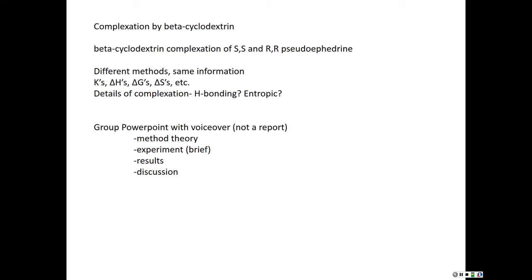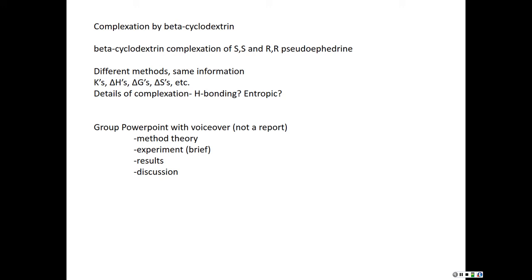We want to get thermodynamic information out of this complexation. So we want to get the equilibrium constant for the complexation, the delta H's, the delta G's, the delta S's. We would like to know what is the driver of the complexation. Is it entropic? Is it enthalpic? Is it something like hydrogen bonding?